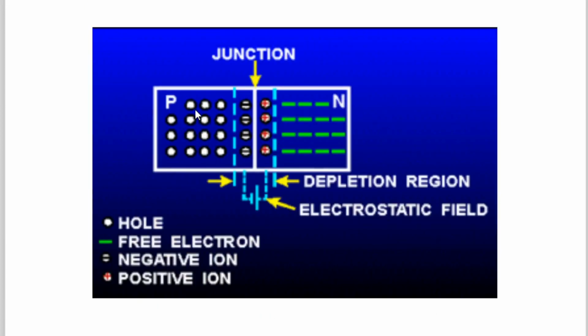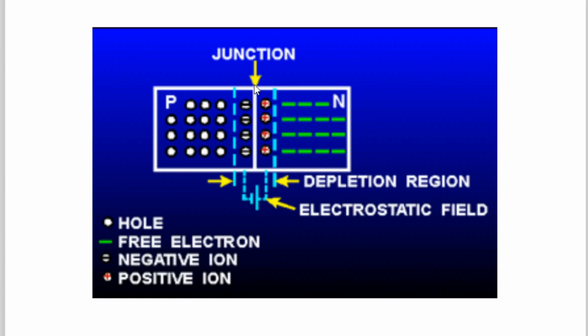By doping one impurity of a trivalent atom, you are creating one hole. So here, this white circle is marked as a hole. It is written over here clearly. Then these green dashed lines are marked as free electrons.